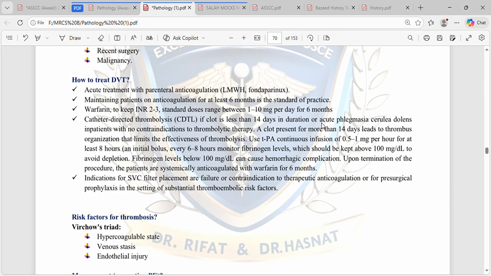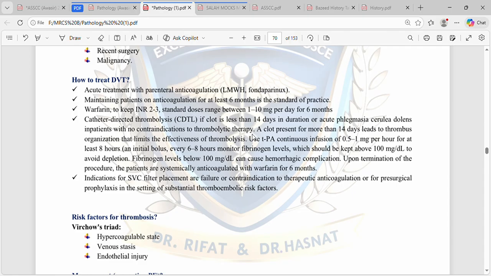Maintaining patients on anticoagulation for at least 6 months is the standard practice, with warfarin to keep INR 2 to 3. The standard warfarin dose ranges from 1 to 10 milligram per day for 6 months. Catheter directed thrombolysis is used if the clot is less than 14 days in duration, or in acute phlegmasia cerulea dolens, in patients with no contraindication to thrombolytic therapy.